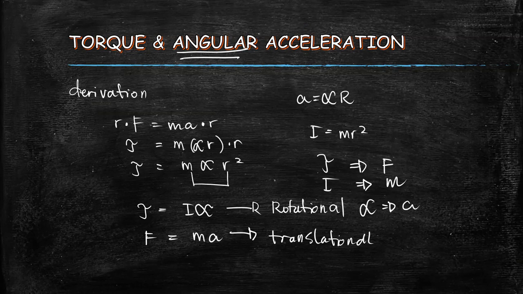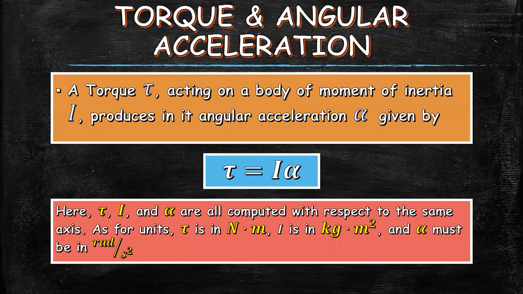Okay? So, a torque T or tau acting on a body of a moment of inertia I produces in it angular acceleration alpha given by the equation tau equals I alpha. Okay, so yun na-convert natin kanina. Okay, so make sure lang na ang gagamitin yung equation is for inertia, it is kilogram meter squared. For torque, Newton meter. And for acceleration, rad per second squared.